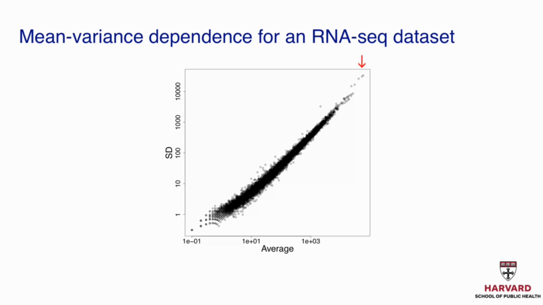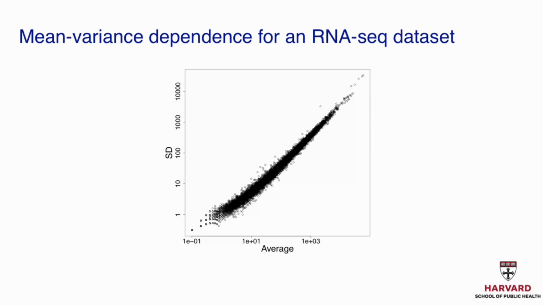The higher the average, the higher the standard deviation. So we have that for highly expressed genes, we have standard deviations of up to 10,000, while most of the genes that are down here, the standard deviation is only 10. So that brings several problems. One of them is plotting. Notice that this plot is in the log-log plot. If we had made this plot in the original scale, we would have only seen these points out here.